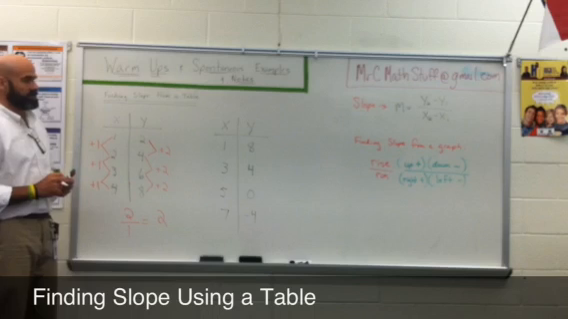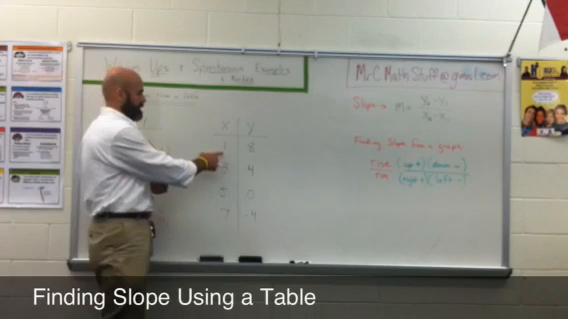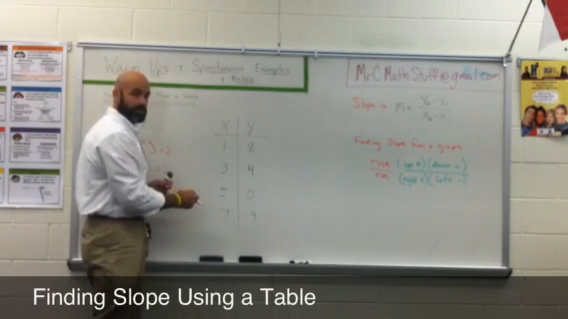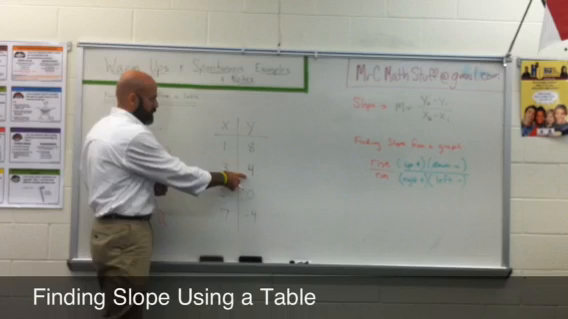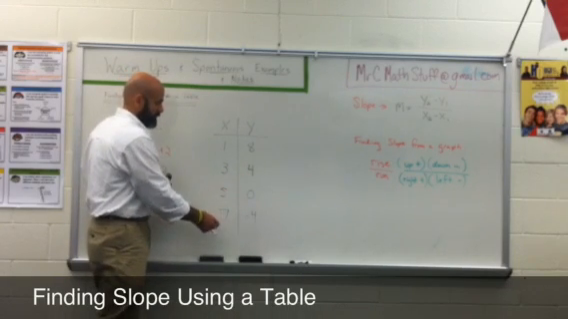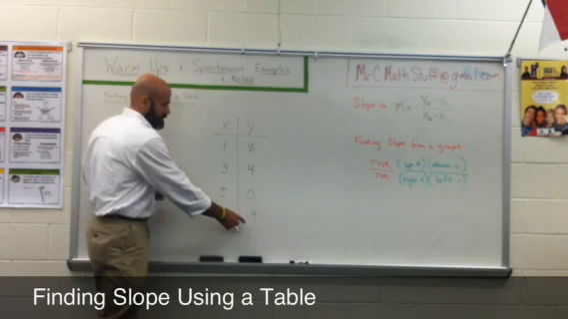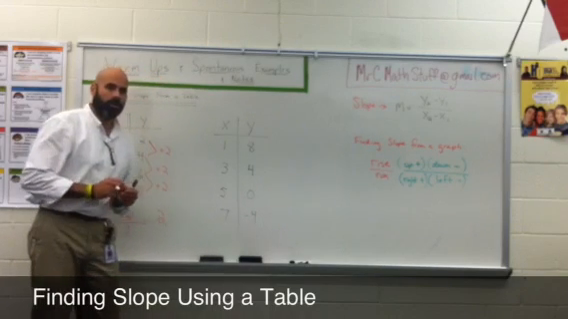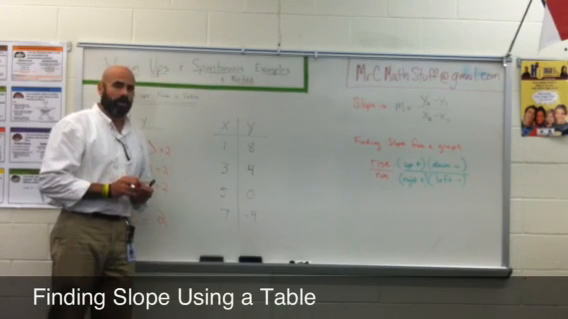What I'd like to do now is take a look at this next one. I have x of 1, y of 8, x of 3, y of 4, x of 5, y of 0, x of 7, y of negative 4. Pause the video now and see if you can find the rate of change.